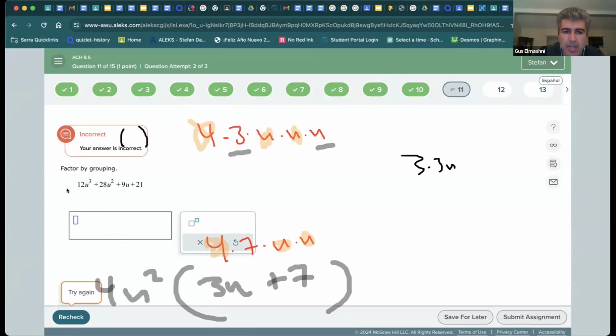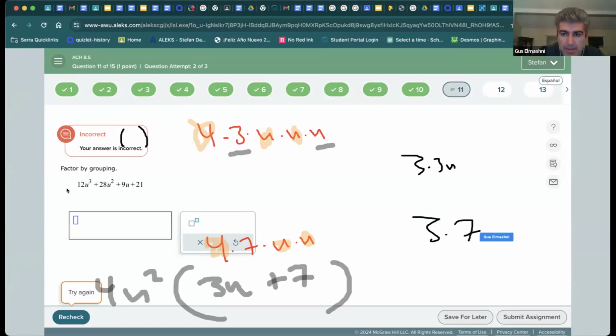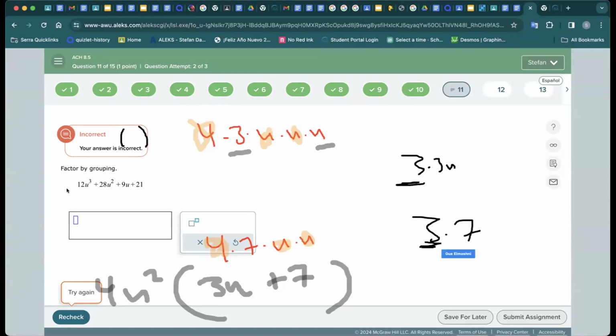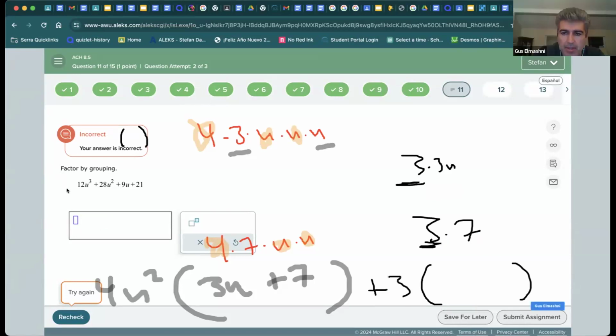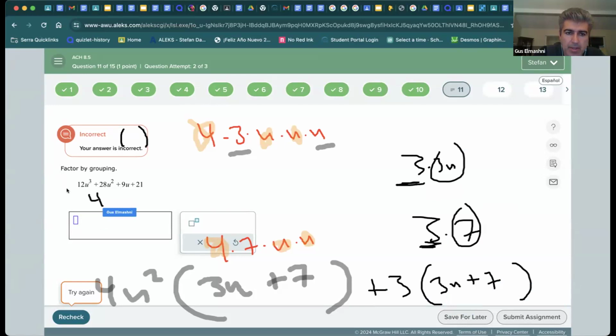Okay. Now let's look at 9u and 21. You have 3 times 3u and you have 3 times 7. What do they have in common? A 3, right? So put plus 3. And what's left behind? 3u plus 7. Exactly. So it's 4u squared plus 3.